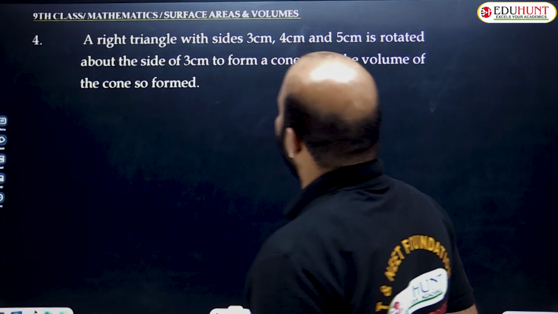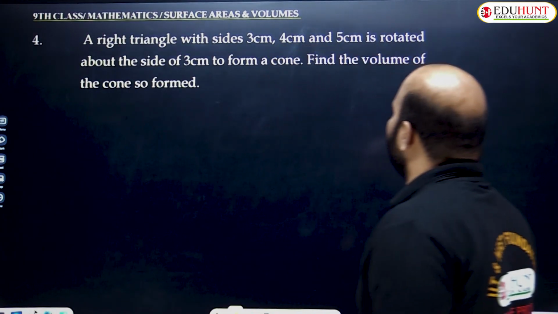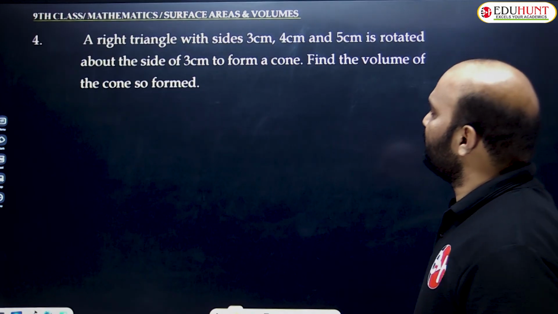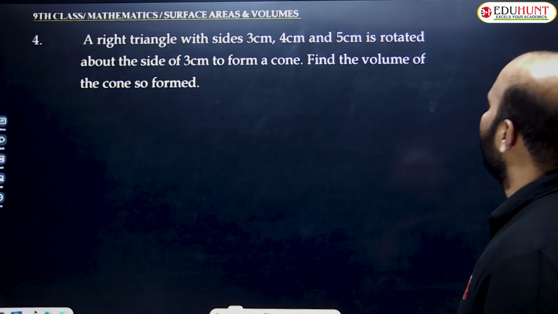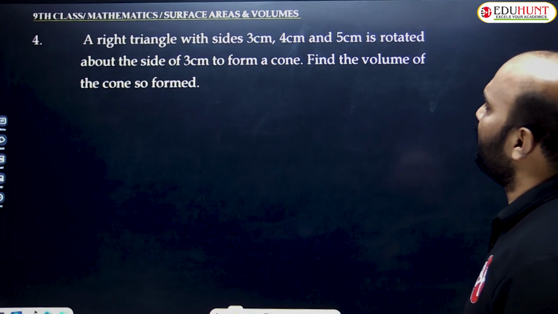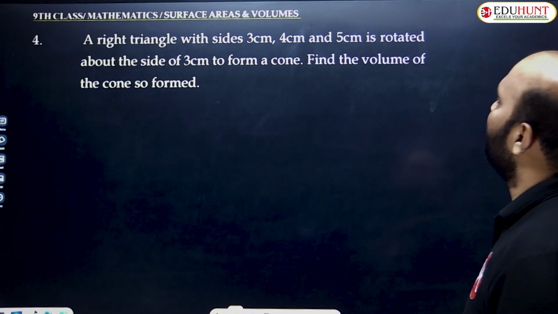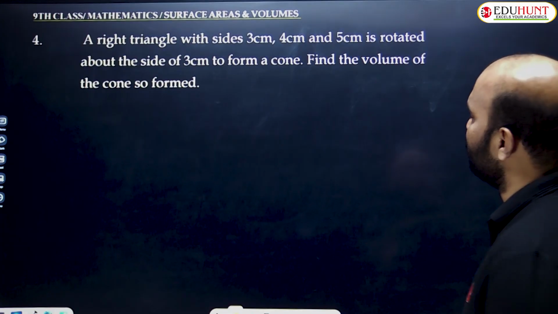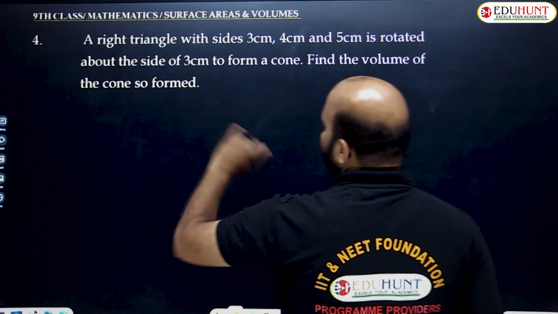A right triangle with sides 3 centimeters, 4 centimeters, and 5 centimeters is rotated about the side of 3 centimeters to form a cone. Find the volume of the cone so formed. Am I clear? So what I'm given is a right triangle with sides 3 centimeters, 4 centimeters, 5 centimeters, rotated about the side of 3 centimeters to form a cone.